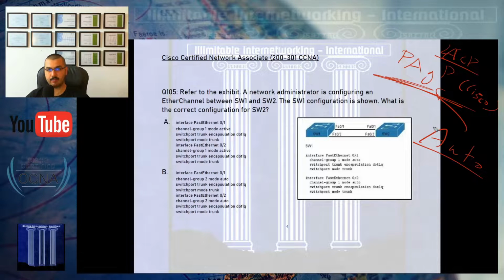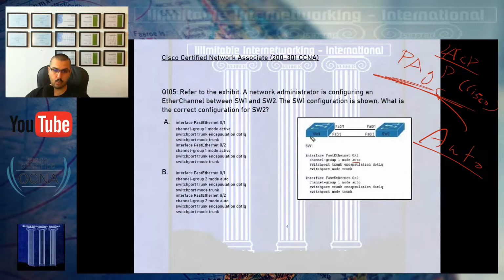Auto is like a passive. Desirable, he wishes to talk, to start a chat, a communication. So desirable is like an active. So this guy is passive for FastEthernet 0/1. Okay, the port is encapsulated 802.1Q and thus it's a trunk. Okay, I agree. FastEthernet 0/2, the same config, channel-group 1 mode auto.